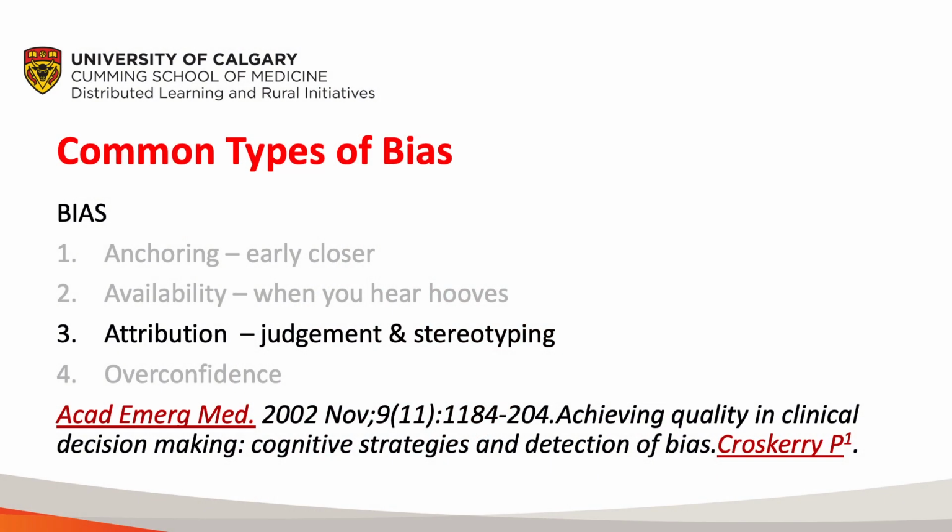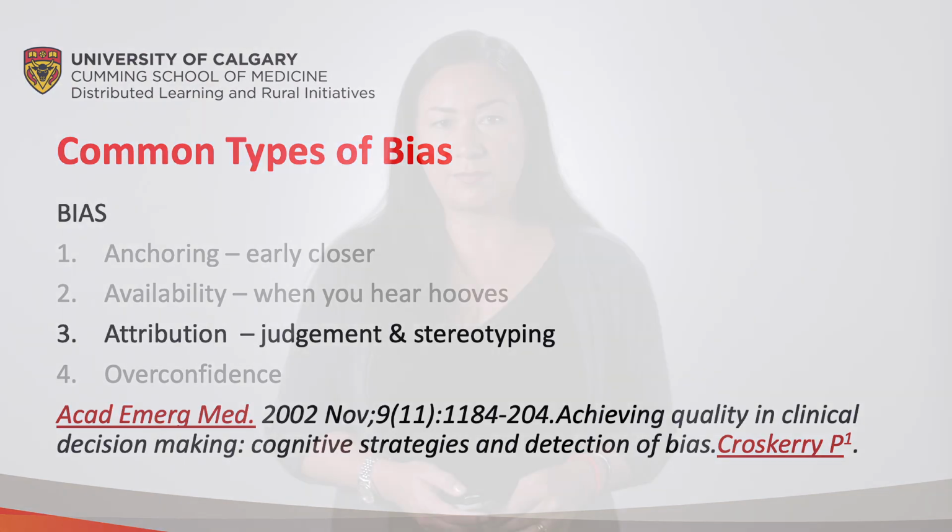Attribution bias is based on judgment and stereotyping. So a patient can present with liver disease or pancreatitis, and a resident or a learner will automatically assume that they use alcohol. The fourth is overconfidence, and we've all seen medical students and residents who are overconfident, and they just are very, very sure that their diagnostic skills are right on the money.